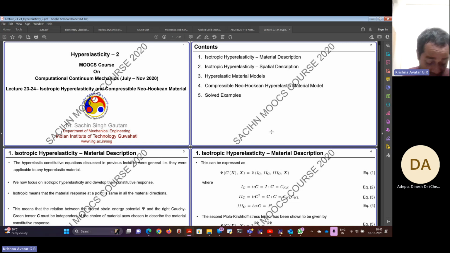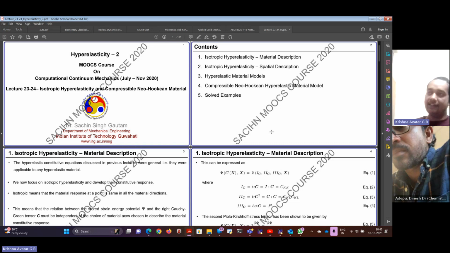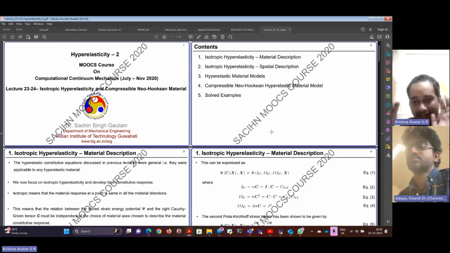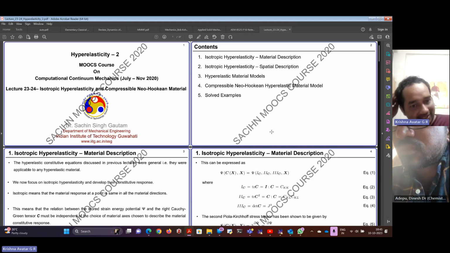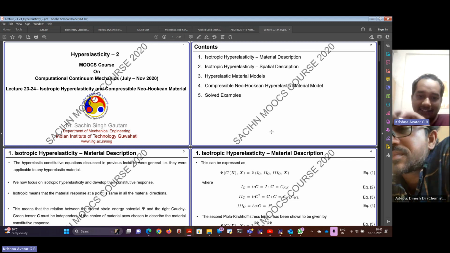So isotropic, you know, right? What do we call isotropy? So it's like same in all directions. So the basic definition of isotropy is the constitutive relation won't change in any direction.